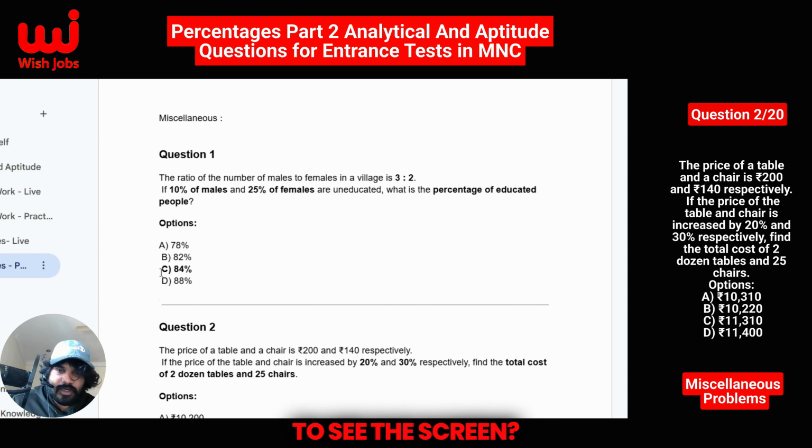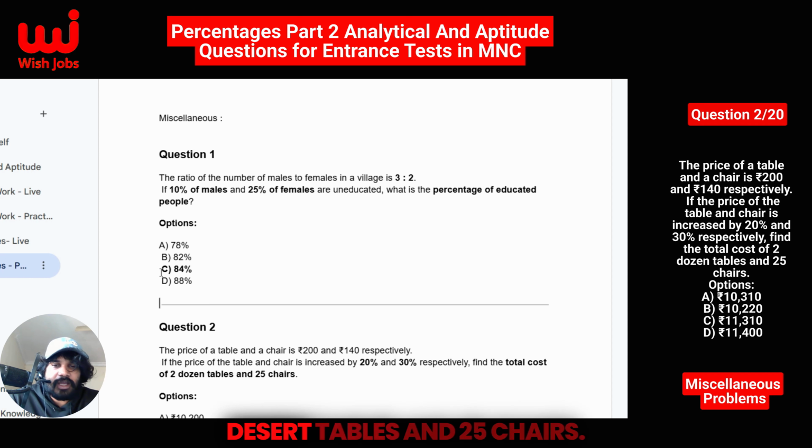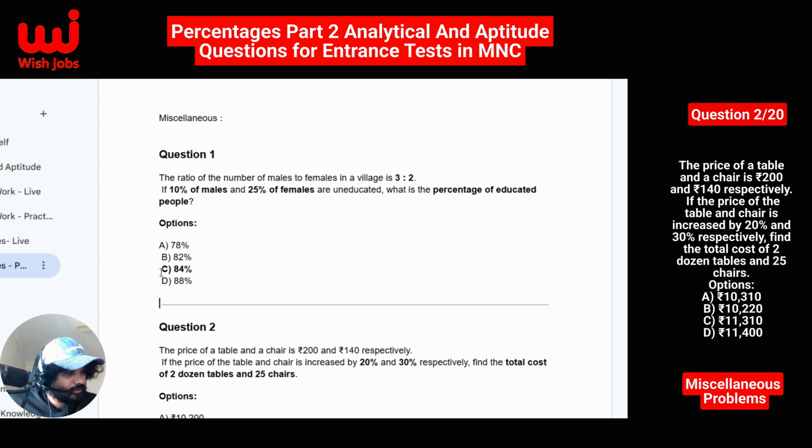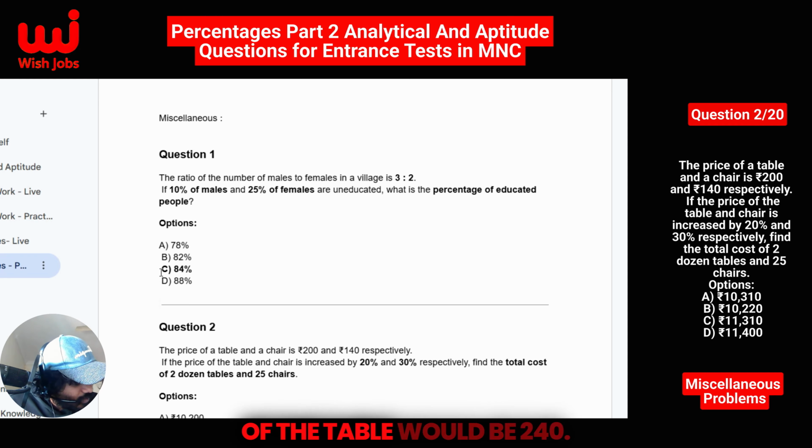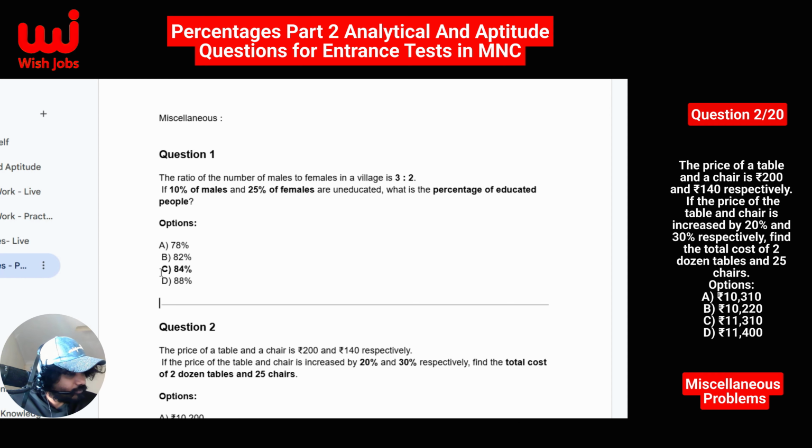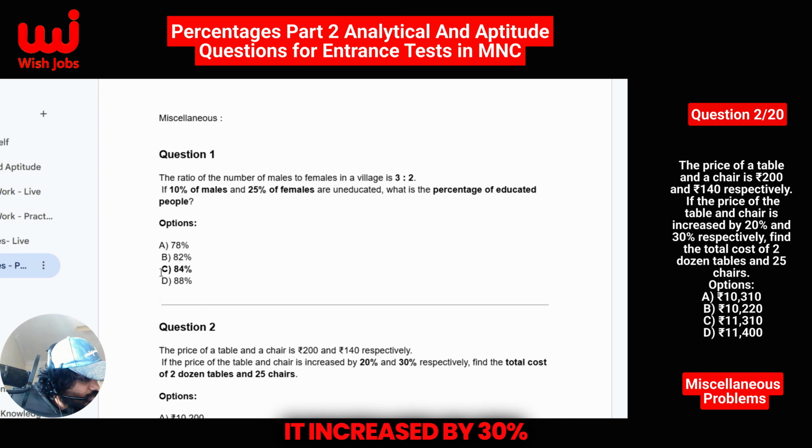Are you not able to see the screen? Okay, price of the table is 200, price of the chair is 140, price of the table increased by 20% and the chair increased by 30%. Find the total cost of 2 dozen tables and 25 chairs. So 20% of 200 is 40, so the price of the table would be 240. 140 is the chair cost. It increased by 30%, which means 42. So the price of the chair would be 182.